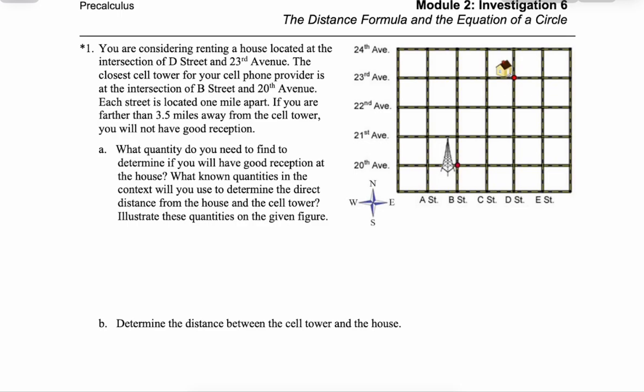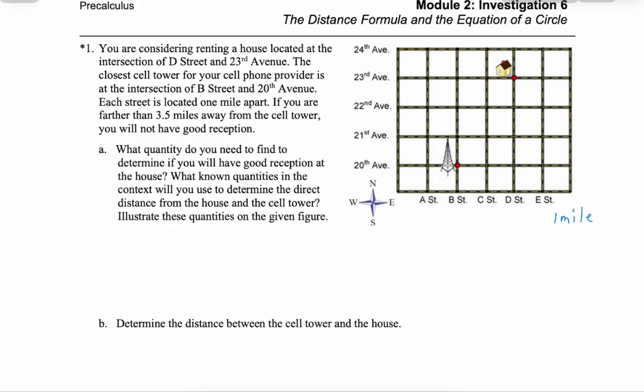It says each street is located 1 mile apart. So we're going to count by ones. So we consider each one of those 1 mile. So let's put a little thing to remind us of that. It says if you are farther than 3.5 miles from the cell phone tower, you will not have good reception.